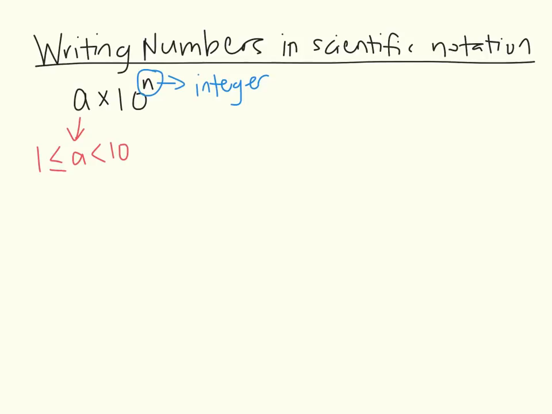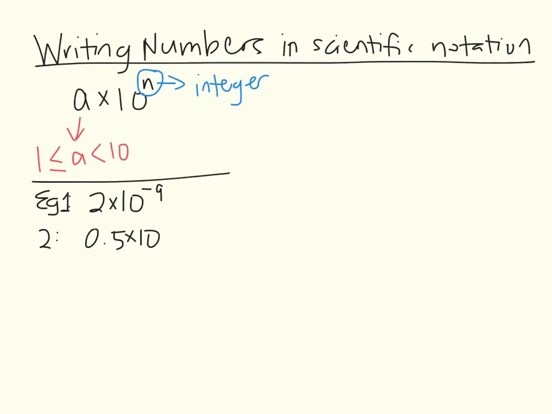Let's look at some examples and see whether these numbers are in scientific notation. Example 1: 2 times 10 to the power of -9. Example 2: 0.5 times 10 to the power of 6. The third example will be 24 times 10 to the power of -2.